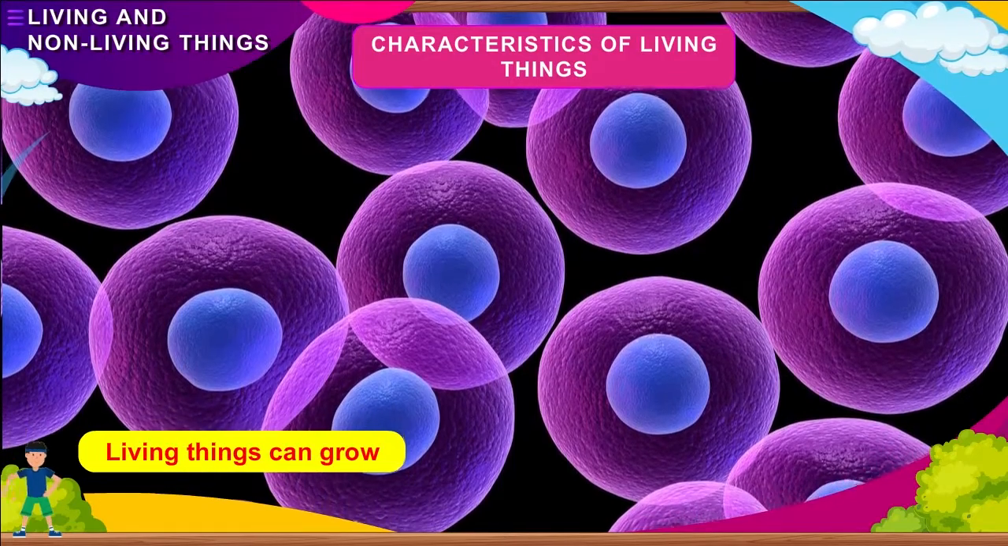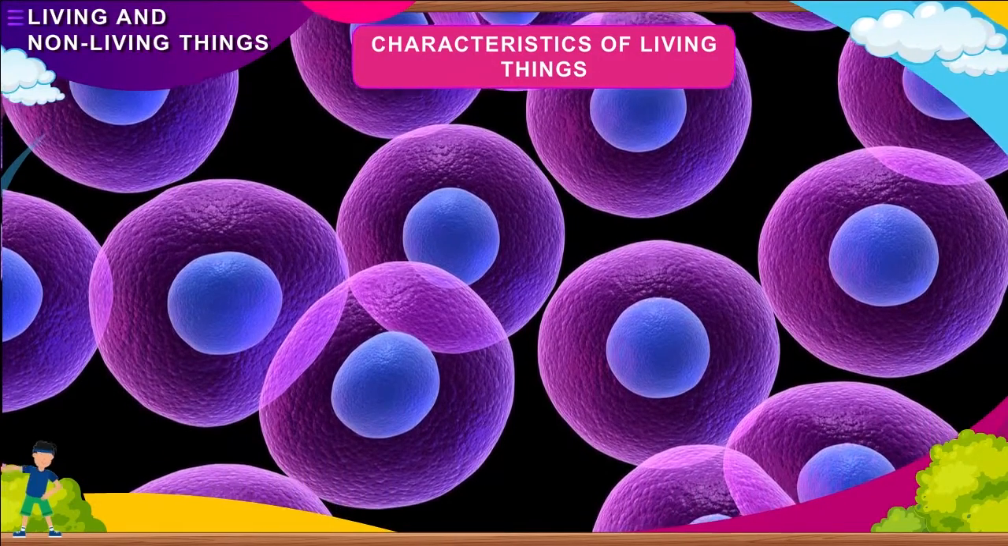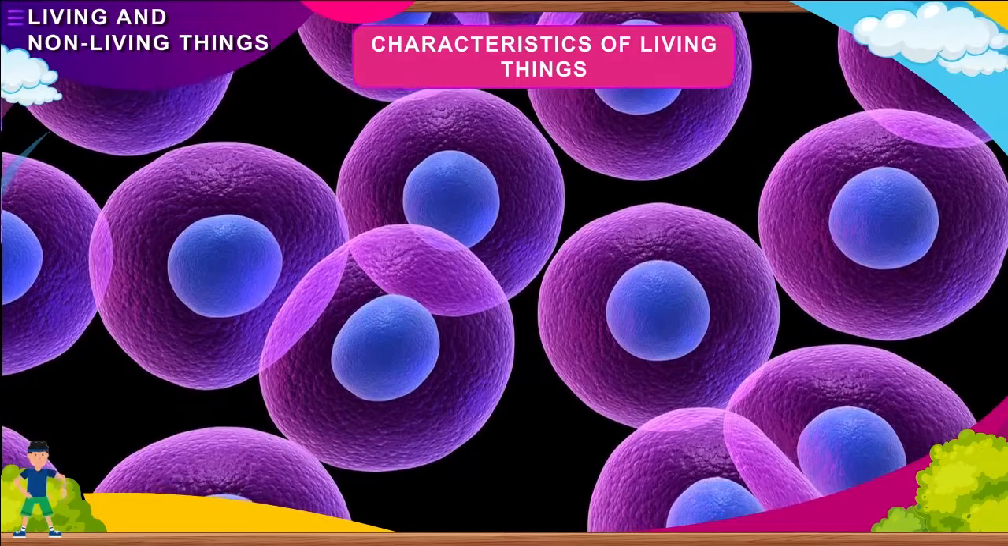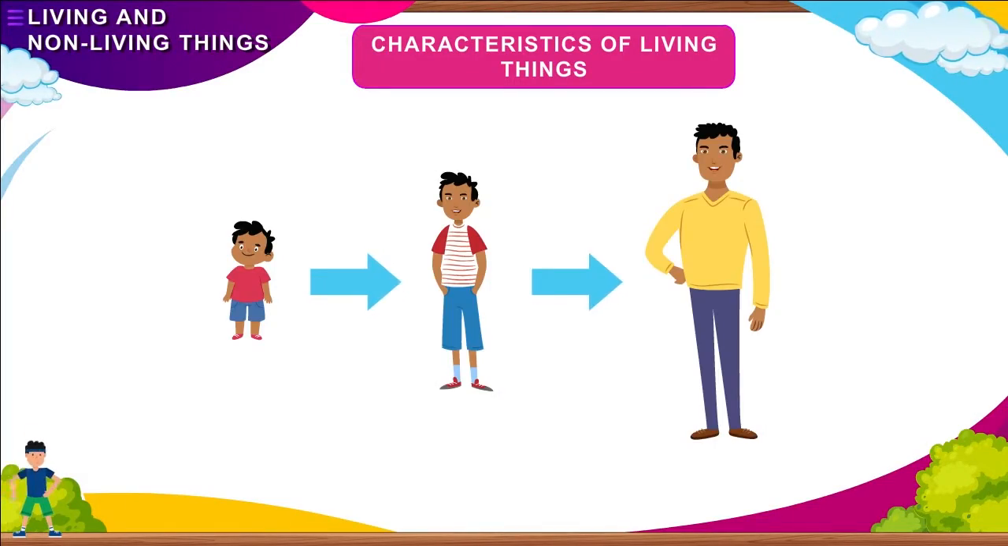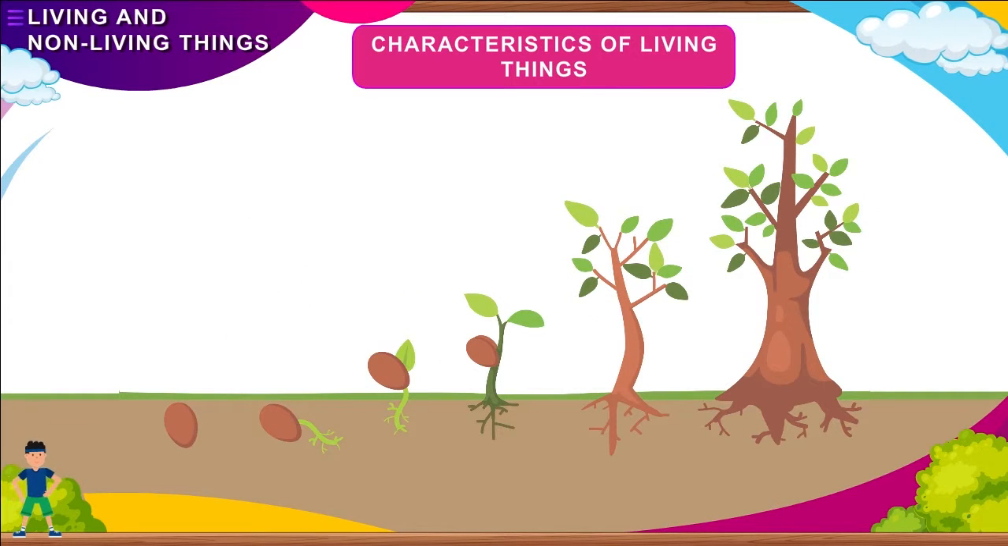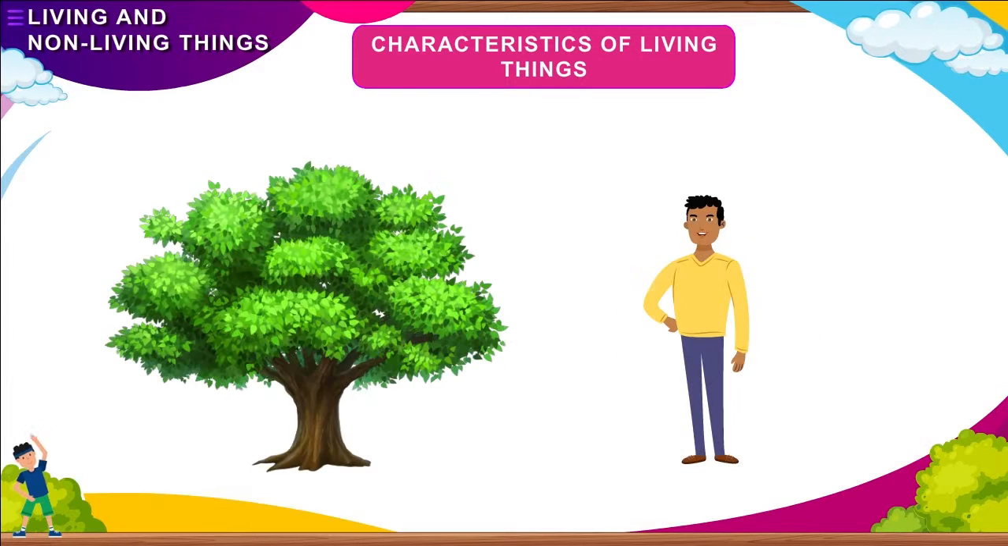Living things can grow. Growth is an increase in size by addition of new cells. All living things can grow. Living things grow, but non-living things do not. Living things grow in size. A baby grows into an adult. A seed grows into a seedling, which further grows into a tree. Non-living things do not grow.